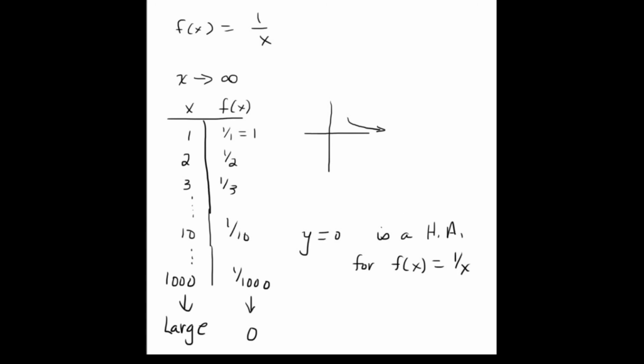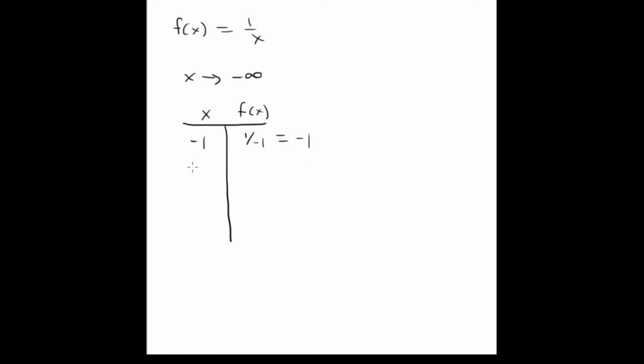Well, what about when x gets large negative? So we're still looking at f of x equals 1 over x, and this time we're going to have x approach negative infinity. So how do things change then? Let's see. Well, what about when x is negative 1? Then we have 1 over negative 1, which is negative 1. When x is negative 2, we have negative 1/2. I think we can jump ahead. When x is negative 10, it's negative 1/10. Negative 1,000, we get negative 1 over 1,000.